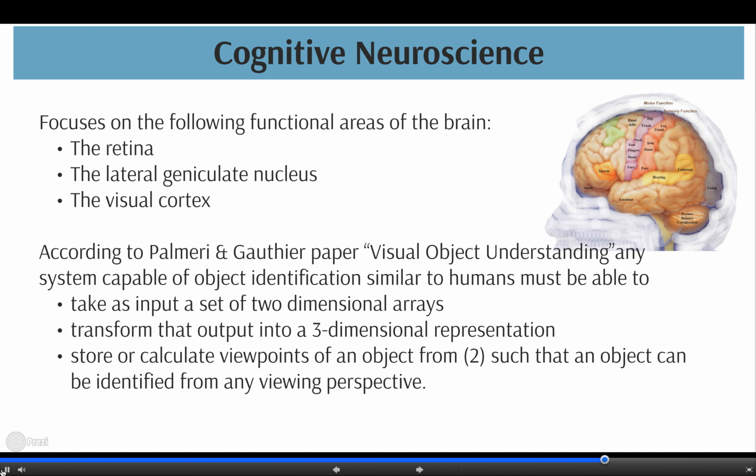Storing object representations in a viewpoint-dependent or independent manner both have challenges to overcome. In addition, Palmeri also concedes that neuroscience has yet to include research from object perception disciplines.